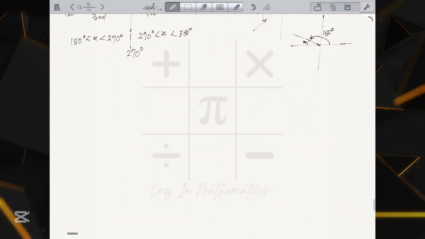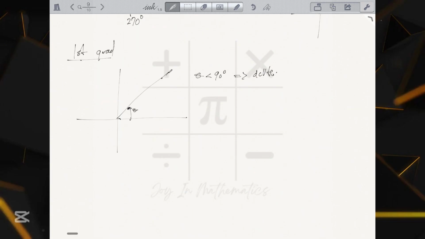So let's look at the first quadrant now. The first quadrant says we have an angle. Let's call that angle theta. Now angle theta is less than 90. Theta is less than 90. So this is already acute in its nature. So we are not going to do anything in that case.